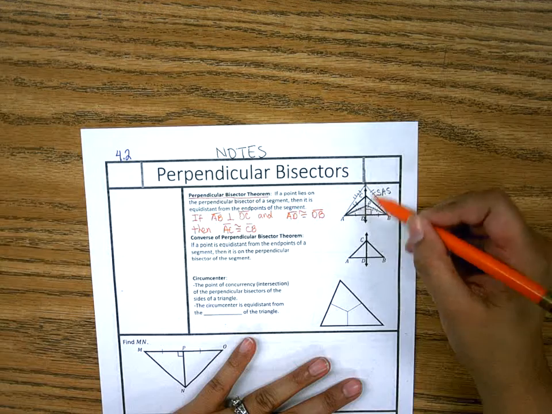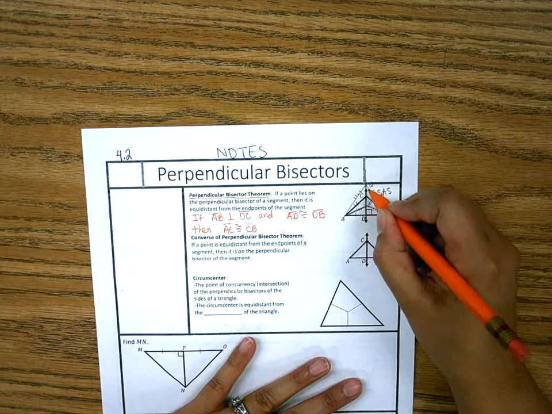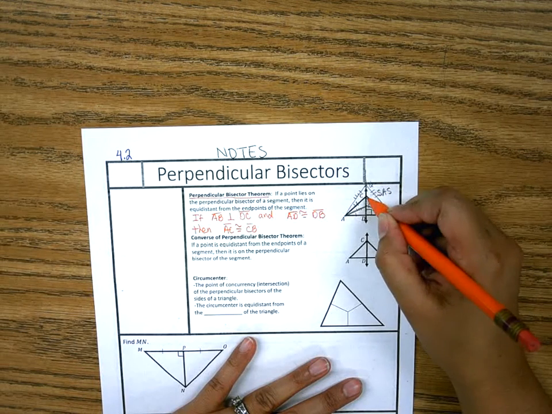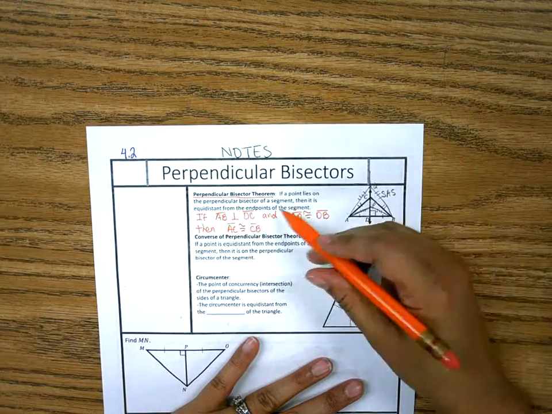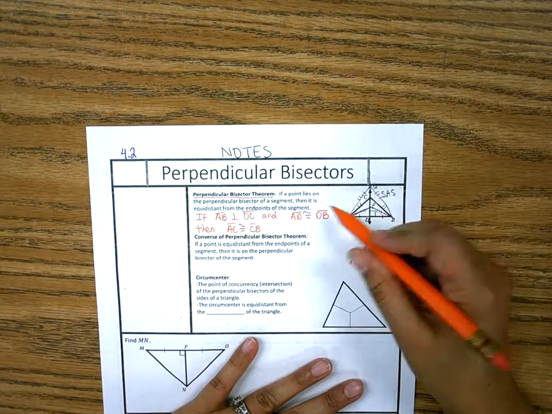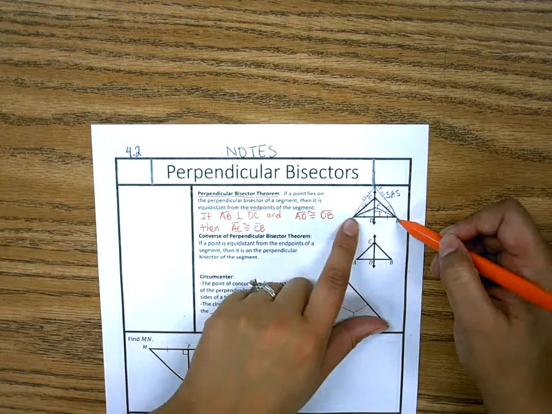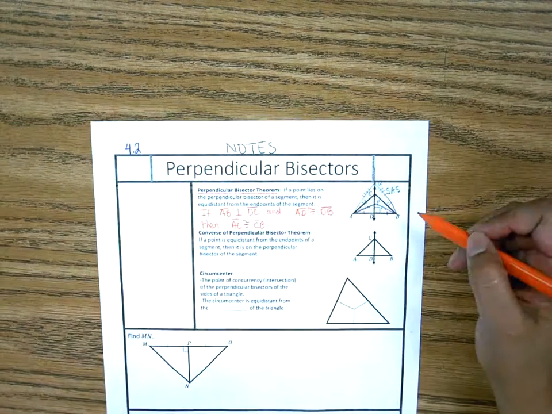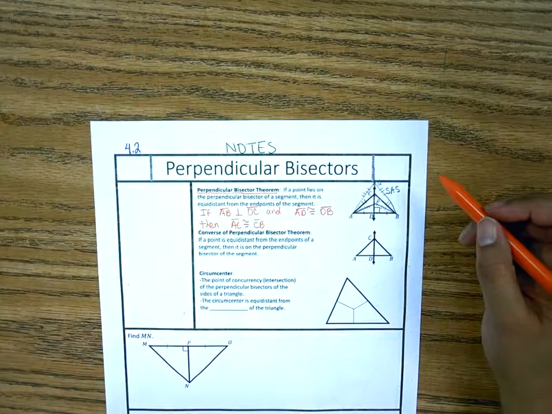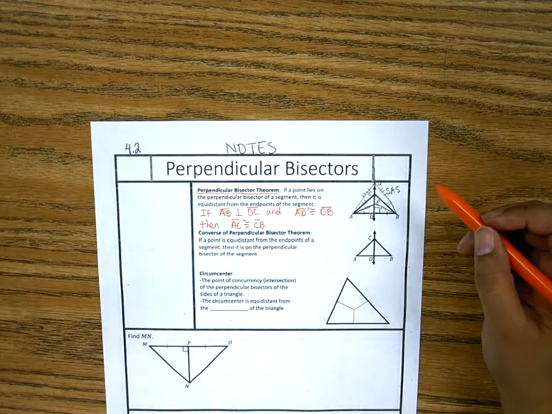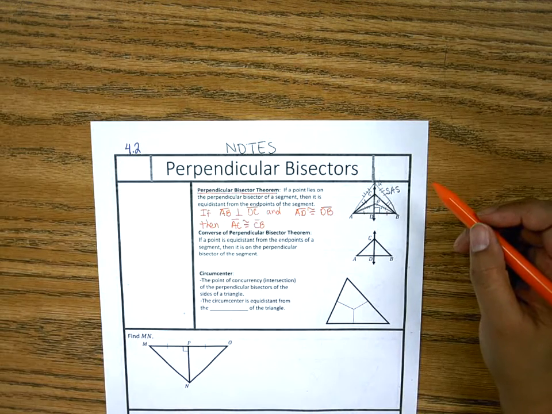All right, so what is this saying? If a point lies on the perpendicular bisector, so I showed you the point that was given, we put point P, this could be point Q, any point on the perpendicular bisector of a segment, here's the segment, then it is equidistant from the endpoints of that segment, equidistant.